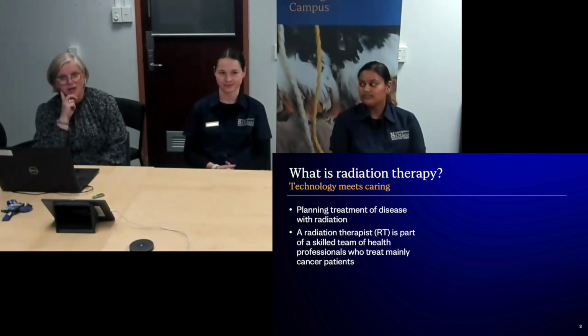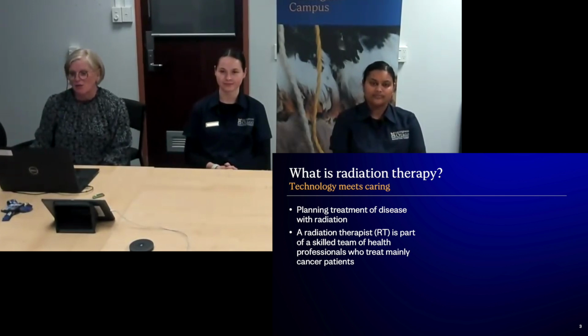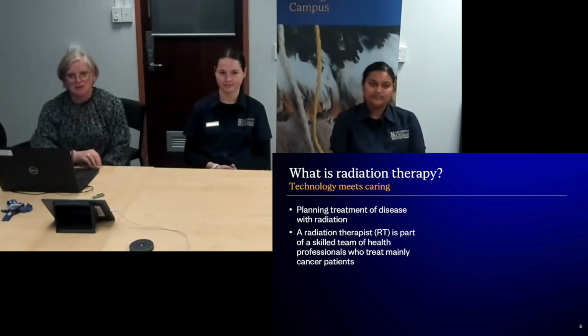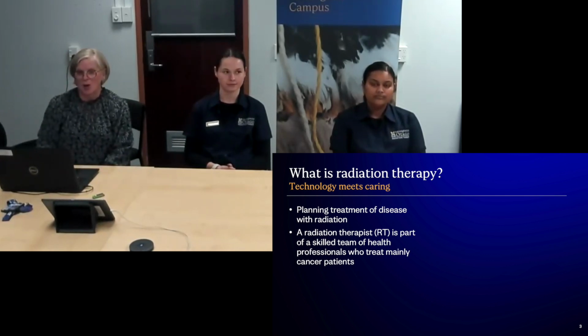So as you can see, radiation therapy, the little byline, where technology meets caring. And it really is that intersection of wanting to work with people, but really being interested in science and technology as well. It's a fast-changing profession, and the technology changes quite rapidly. We do work as part of a healthcare team. We don't work on our own. So there are doctors, nurses, a huge team of people who work within a radiation therapy centre or a cancer centre, all working to help our patients.